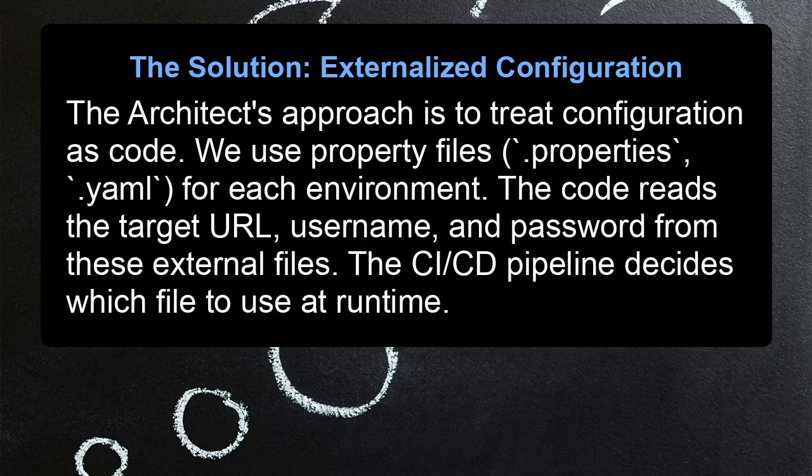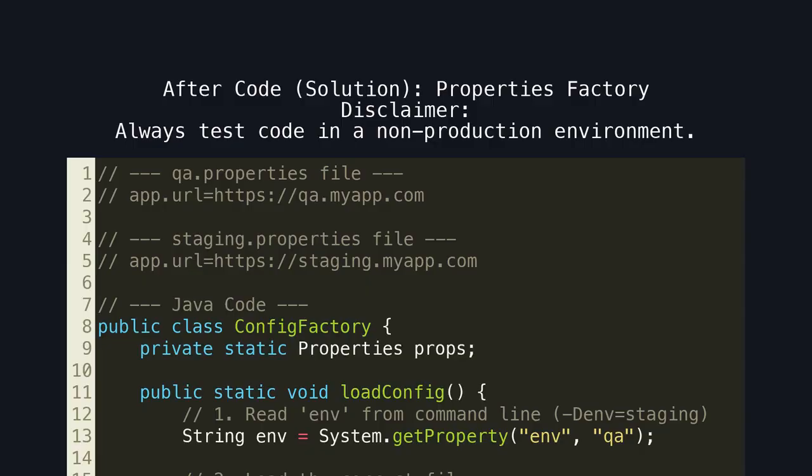We use property files, properties, YAML, for each environment. The code reads the target URL, username, and password from these external files. The CI/CD pipeline decides which file to use at runtime. After, the code solution: properties factory.